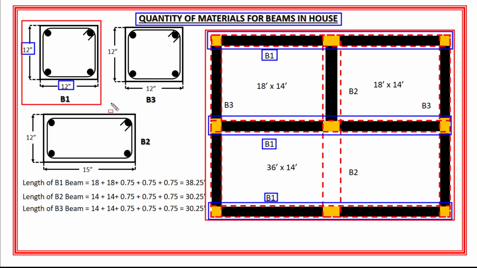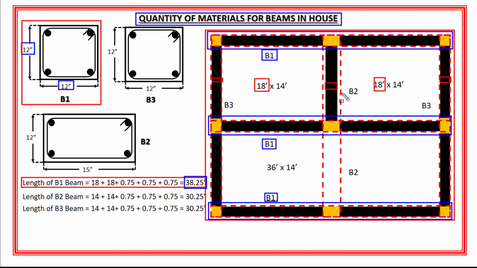Now the length of B1 beam is equal to the length of these two rooms, which is 18 feet each, plus the width of these three walls, which is 9 inches each, and it is equal to 0.75 feet. So the total length of B1 beam is equal to 38.25 feet.